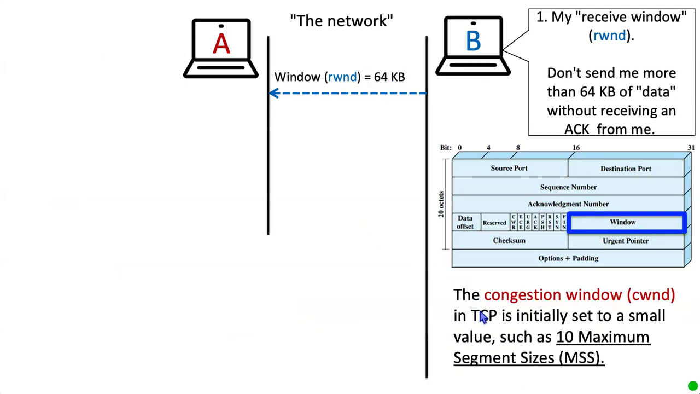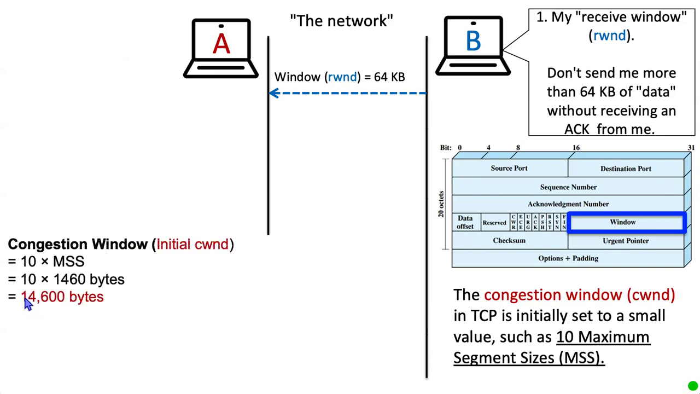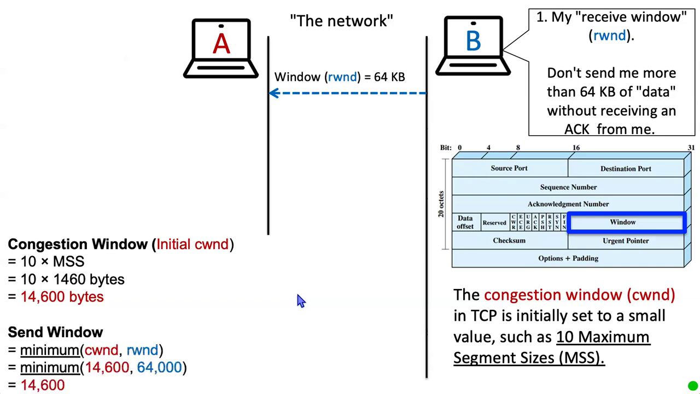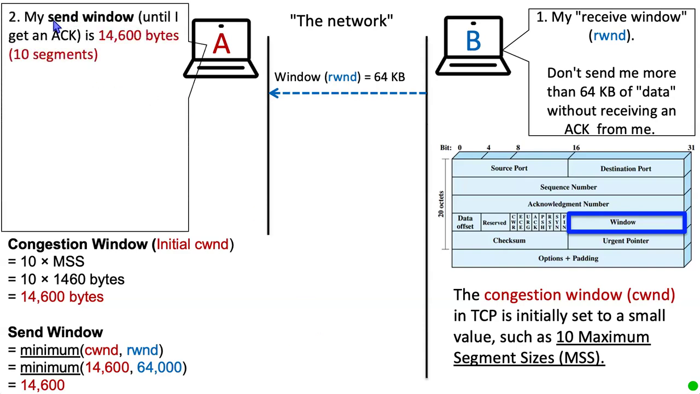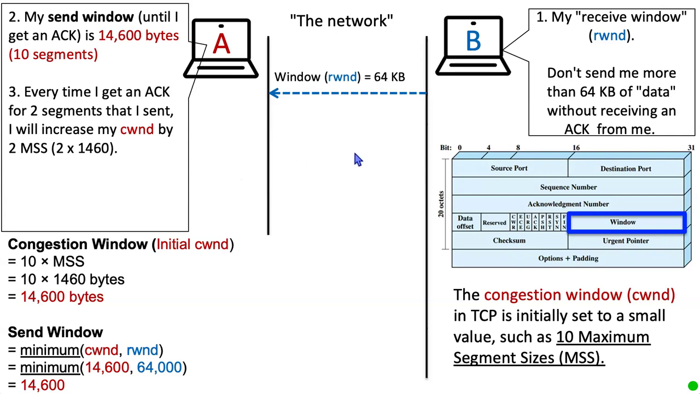So the congestion window is set to that small value, 10 maximum segment sizes. We saw that was 14,600 bytes, the initial congestion window, which right now is the send window. It's less than the receive window. So this tells PCA that my send window is 14,600 bytes. Every time I get an acknowledgement for two segments that I sent.